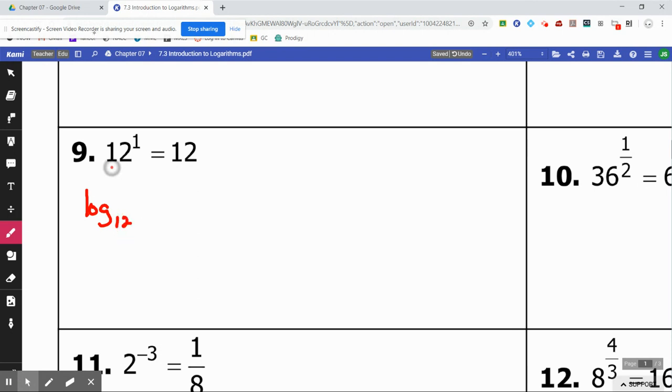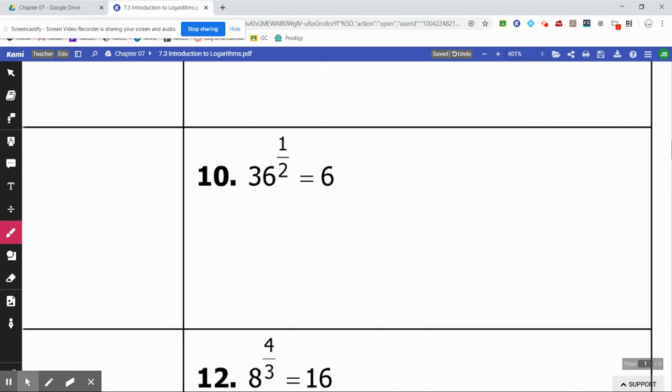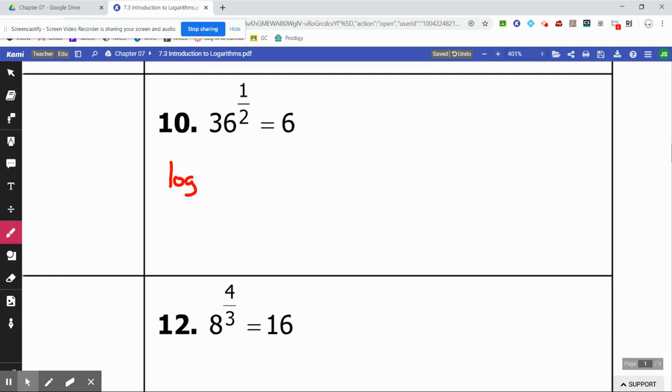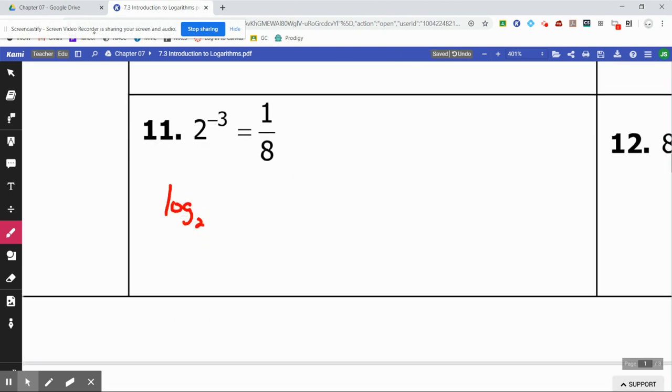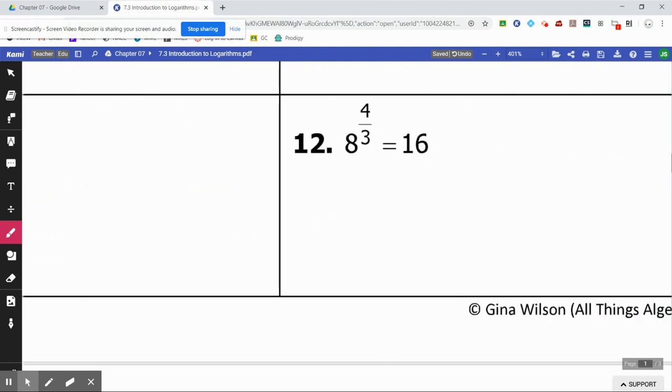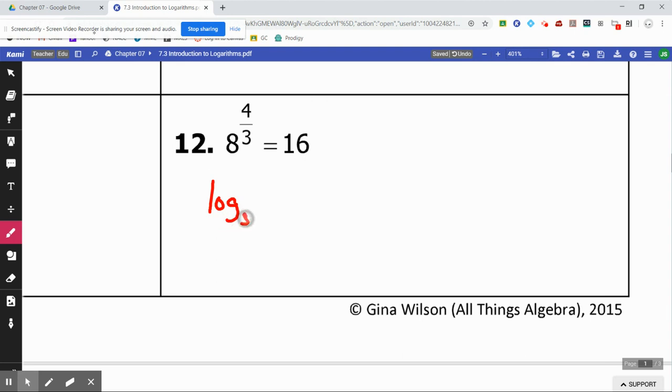Log base 12, same as the base of the exponent, of the number on the other side is equal to the exponent. 12 to the first equals 12, you can check. Log base 36 of the value on the other side of the equal sign is equal to the exponent, or 36 to the 1/2 power is 6, going back and forth. Log base 2 of 1/8 is equal to the exponent, -3, and one more. Log base 8 of 16. 8 to what power is 16? That would be 4/3.